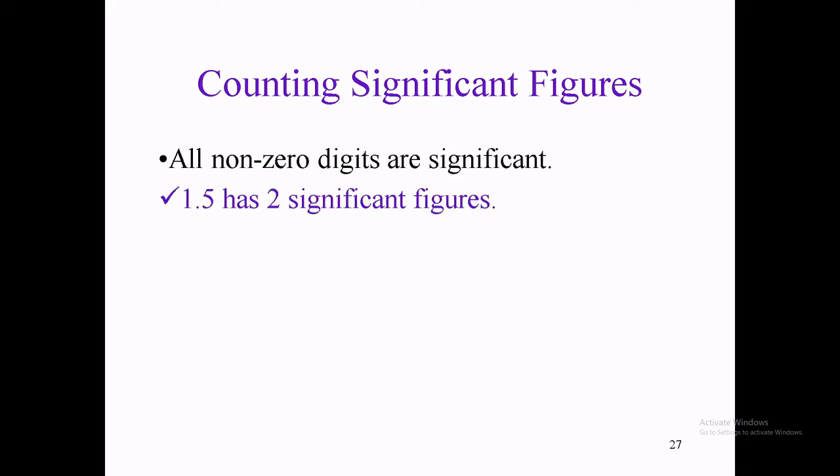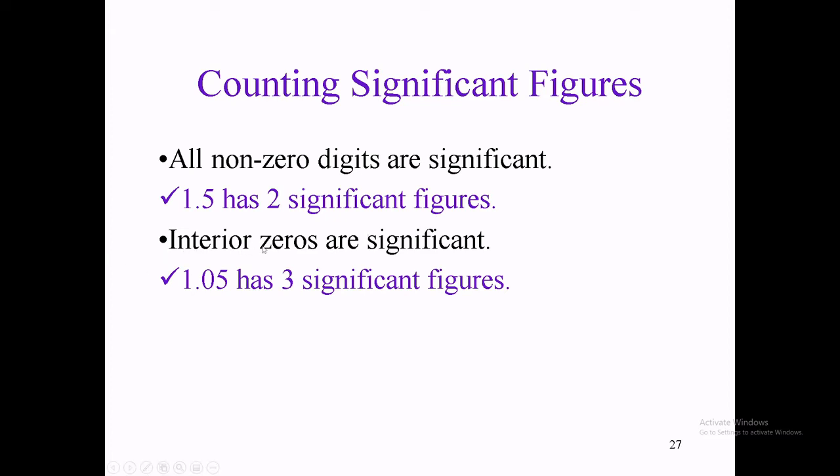So let's talk about how we count significant figures. All non-zero digits are significant. Okay, so this is an important rule. So we don't need to quibble about numbers that aren't zeros. So really we just have to figure out when a 0 is significant and when it is not. All right, so an example of this is 1.5 has 2 significant digits, the 1 and the 5.